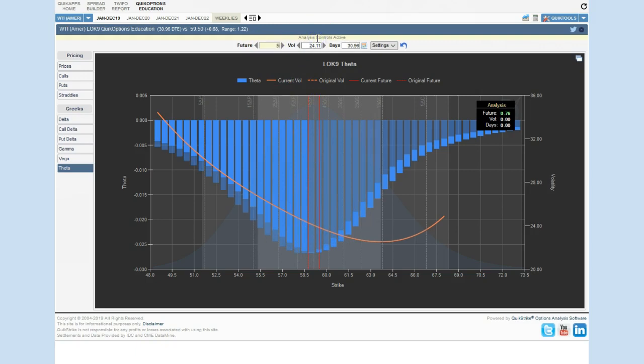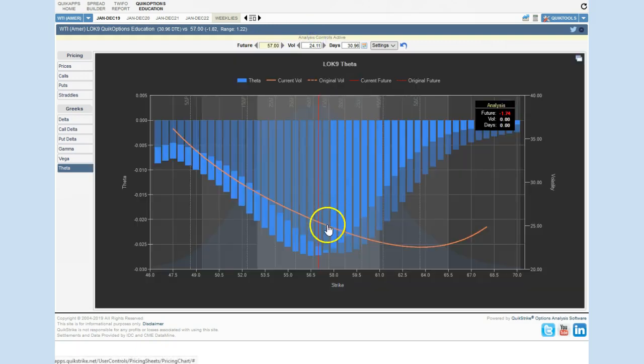And if we bounce this back down to 57, same opposite, right? Move toward, we're going to get a little bit bigger, and move away, we're going to get a little bit smaller. Okay, so I'm going to reset this.